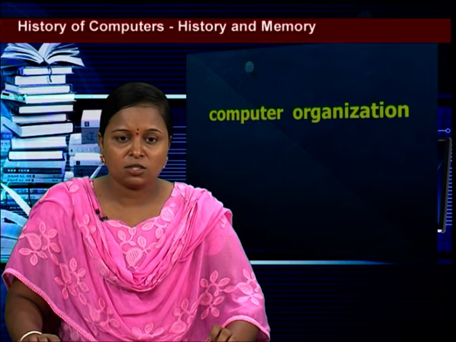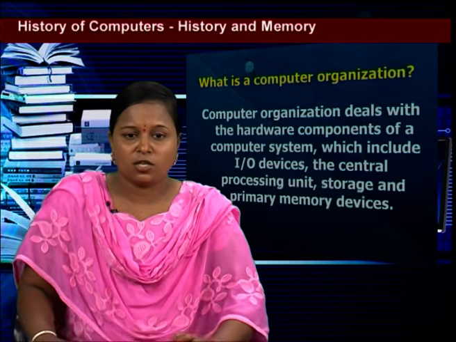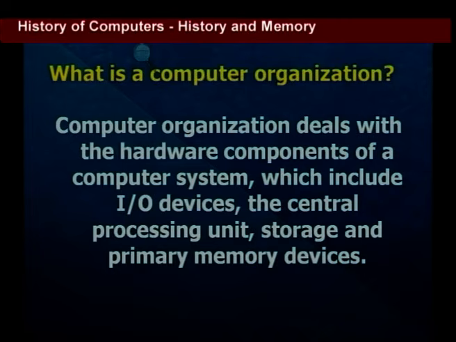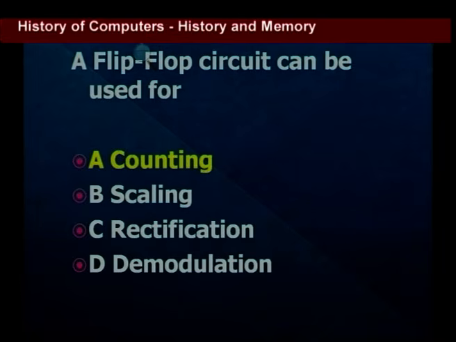Next, coming to computer organization. What is computer organization? It deals with the hardware components of a system: input and output, the central processing unit, storage, and primary memory devices. Primary memory devices, input and output devices, hardware devices, all are the organization of the computer. Next question, in computer organization: a flip-flop circuit can be used for counting. Counting means counting the values.